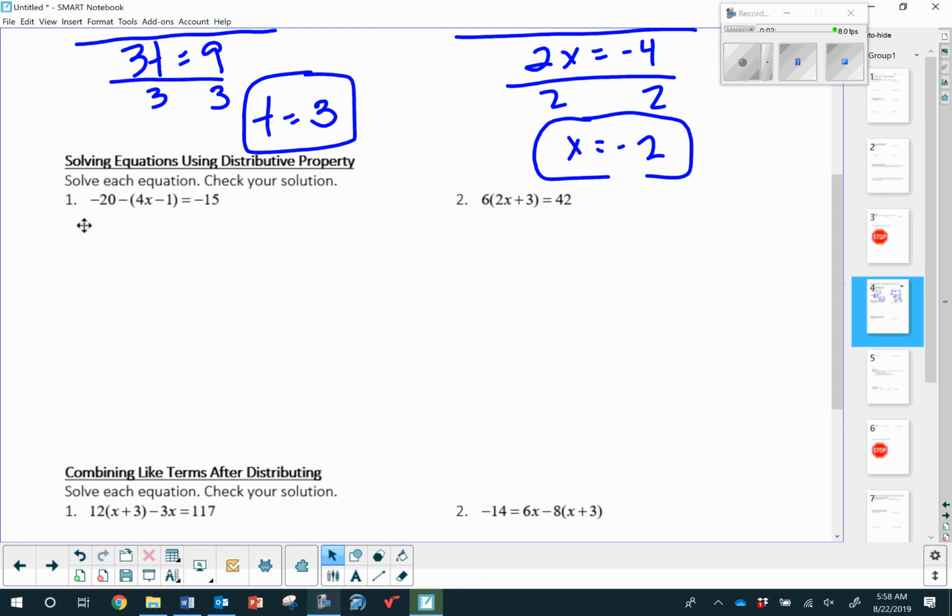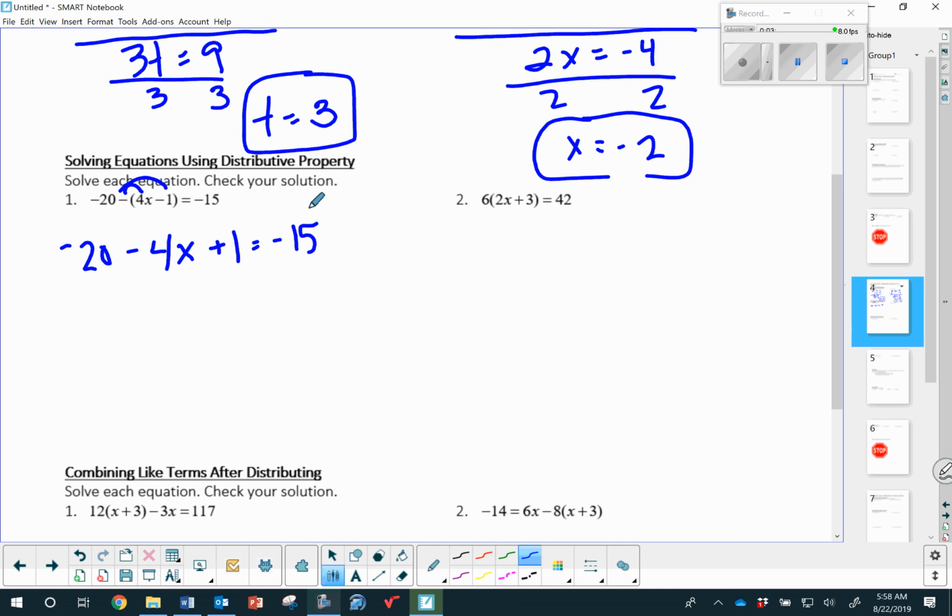Okay, negative 20 is going to drop straight down. This negative sign is going to distribute to each term in the parentheses. So that's going to be minus 4x. Negative times a negative is positive, so we're going to add 1 equals negative 15.